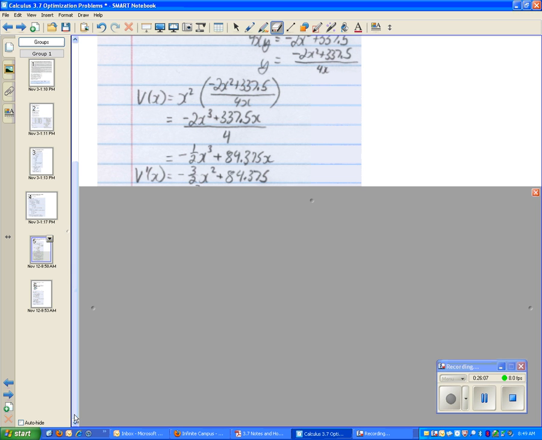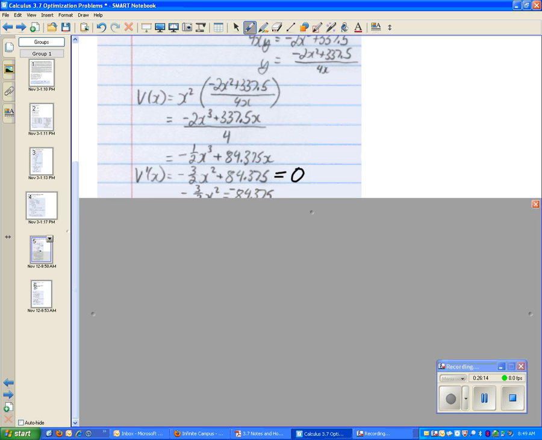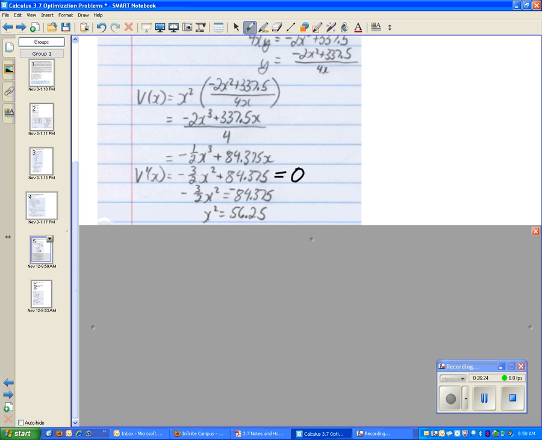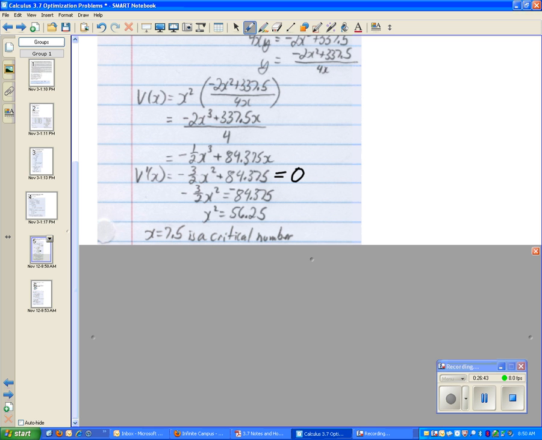Let's find the critical numbers. So we set that equal to 0. Let's subtract 84.375 from both sides. Then let's divide both sides by negative 1/2, which gives you 56.25, positive now, negative divided by negative. And then take the square root of that. And I know you had to pass a test over the square root of 56.25. It's 7.5. As everybody double checks me on their calculator. Thanks for the confidence, guys.